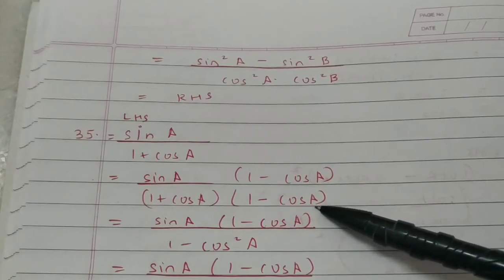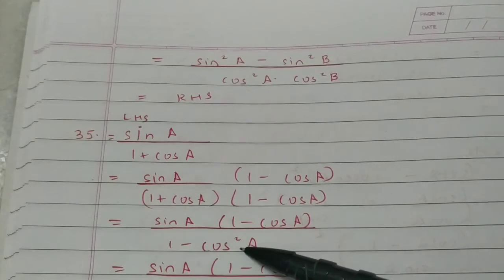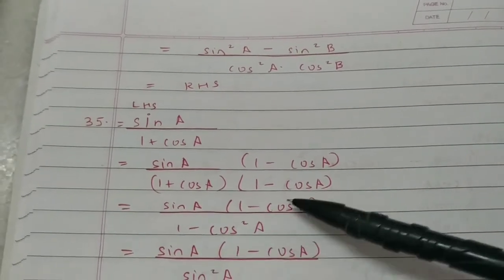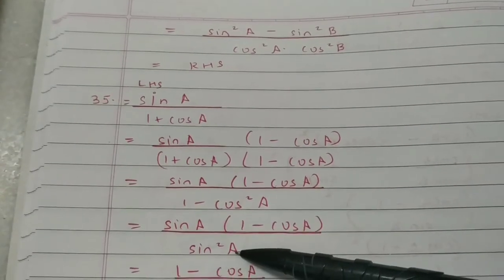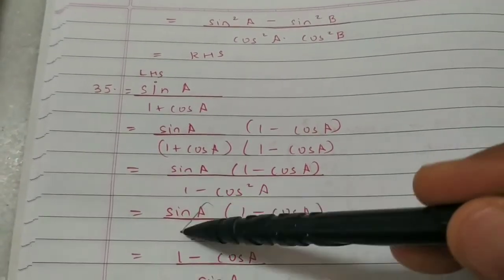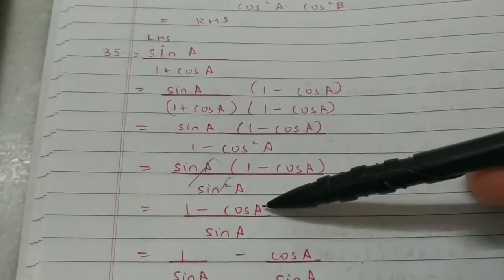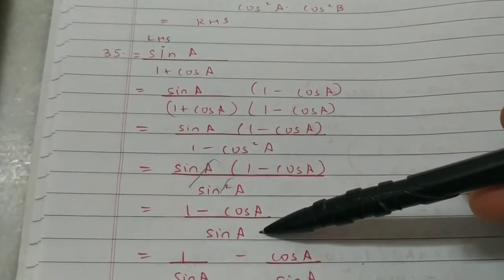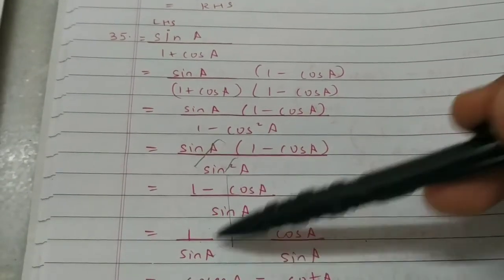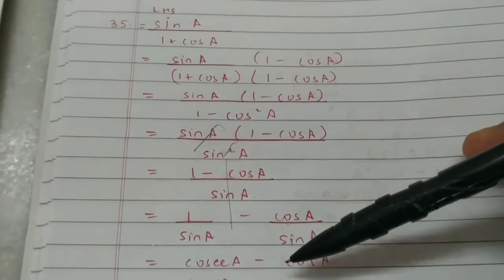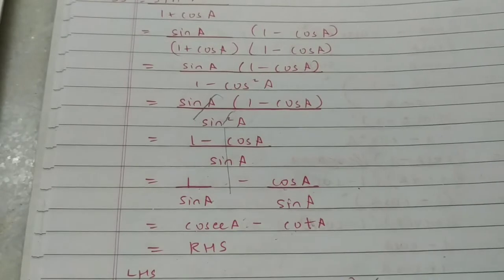The denominator becomes a plus b, a minus b, which is a square minus b squared. And here I'll use the formula of sine square a. That way I can cut sine and sine, and that's how I get 1 minus cos a upon sine a. Now I split it. This becomes 1 upon sine a, and this becomes cos a upon sine a, which is cosec a minus cot a, which is RHS.